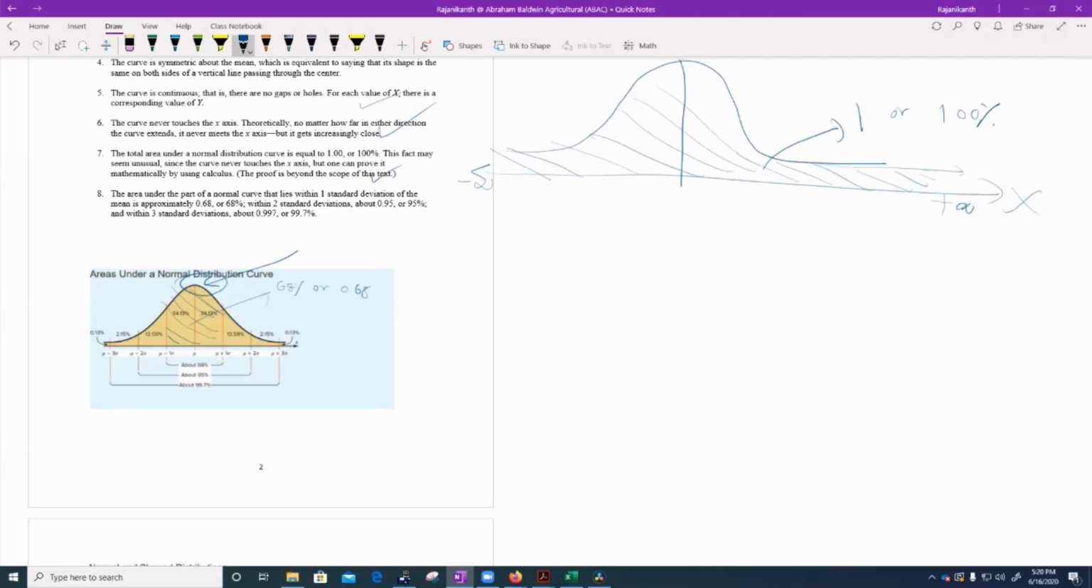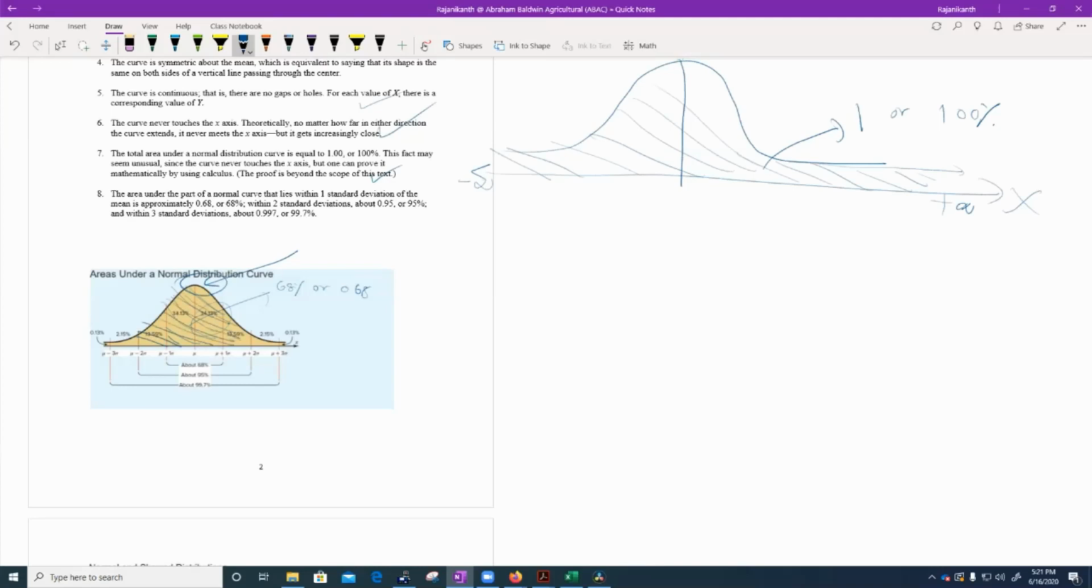If you look at the region I have colored here, this region is symmetric about the mean. Therefore, the right side area is half of 68%, which is roughly 34% or 0.34. Similarly, the left side area will also be the same because of the symmetry. But if you find the area within two standard deviations, that means this area.